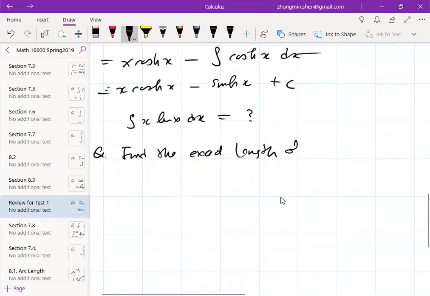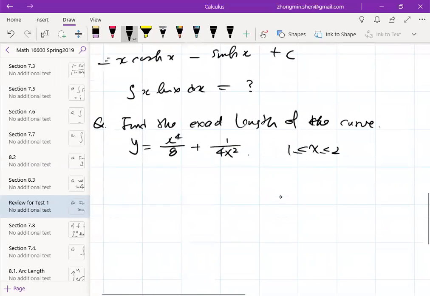My next problem is to find the exact length of the curve. That means you can always evaluate the integrals. If you end up with some strange function, something's wrong, so you have to double check your computation. Here the curve is given by this function, where x is between 1 and 2.